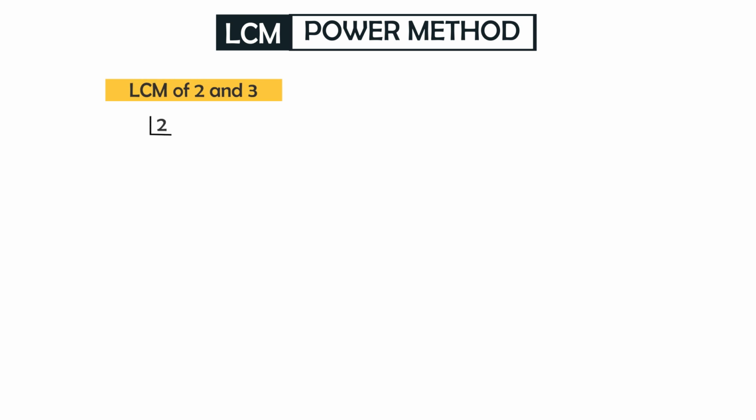Now let's learn the power method of LCM. Let's find the LCM of 2 and 3 using the power method. What are the prime factors of 2? Yes, it's only 2. So we can write 2 as 2 to the power 1. What are the prime factors of 3? Yes, it's 3. So we can write 3 as 3 to the power 1.